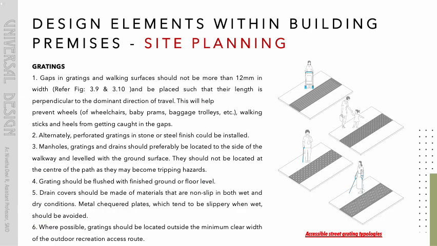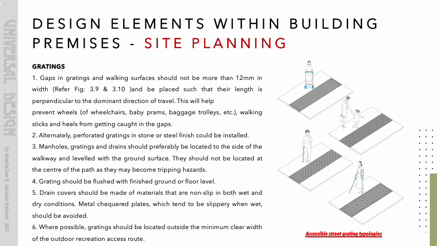Gratings. 1. Gaps in gratings and walking surfaces should not be more than 12 mm in width. Refer Fig. 3.9 and 3.10 and be placed such that their length is perpendicular to the dominant direction of travel. This will help prevent wheels of wheelchairs, baby prams, baggage trolleys, etc., walking sticks and heels from getting caught in the gaps. 2. Alternately, perforated gratings in stone or steel finish could be installed.